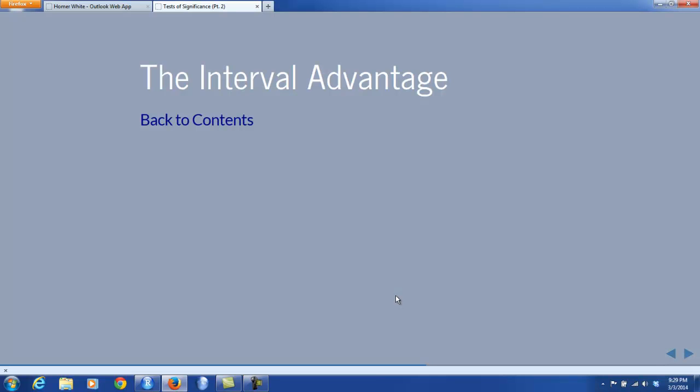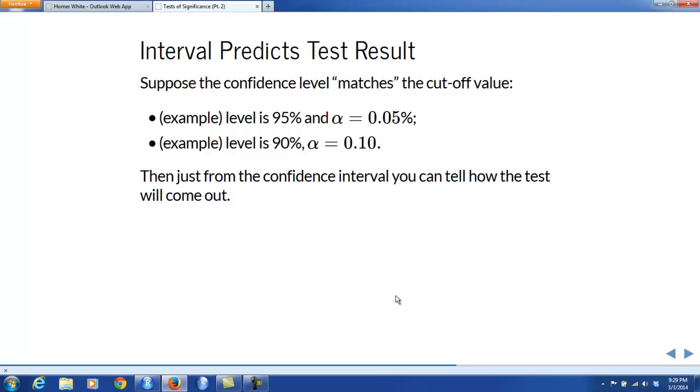So there's obviously a close relationship between test significance and confidence intervals. But all in all, confidence intervals have some real advantages. First of all, confidence intervals tell you at least as much as a test of significance does. A confidence interval can predict the result of a test of significance even before you see the p-value of the test.